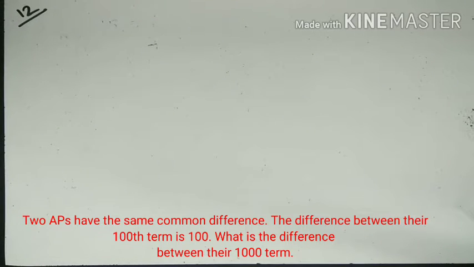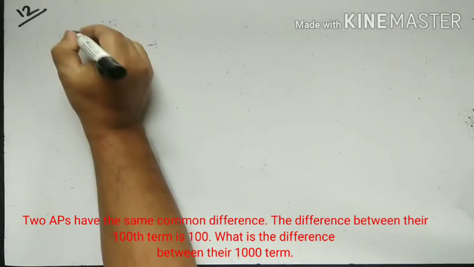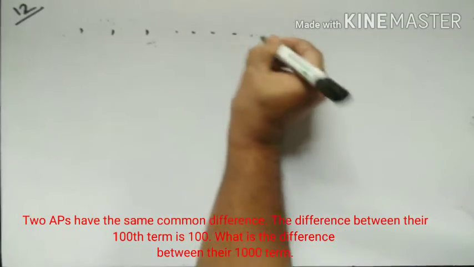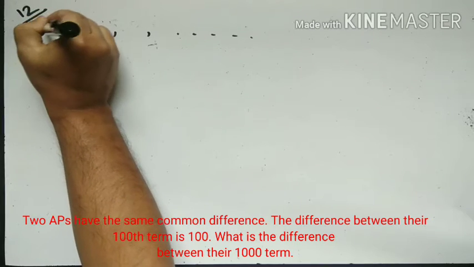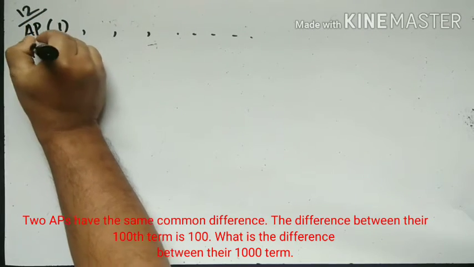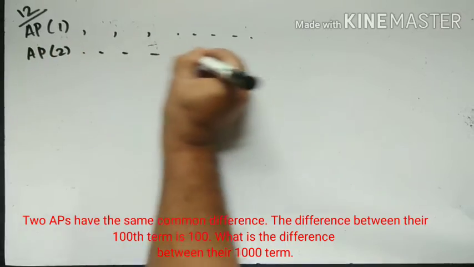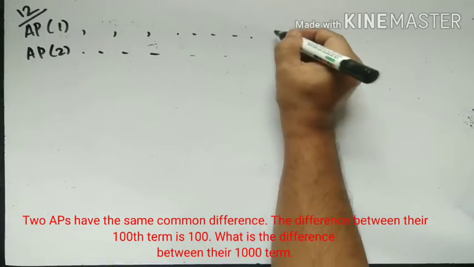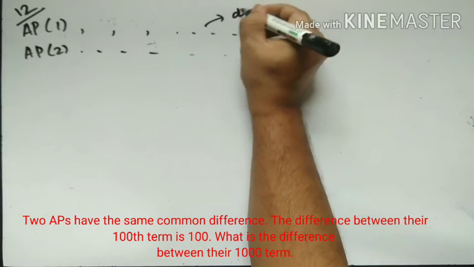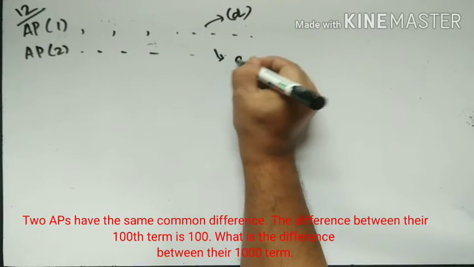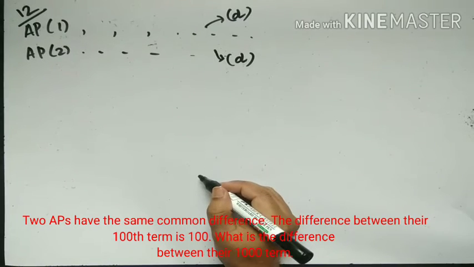Now question number 12. Two APs have the same common difference. Suppose this is AP 1 and this is AP 2. These are two arithmetic progressions, and the common difference is the same. In this AP, suppose the common difference is D. So here also the common difference will be D.